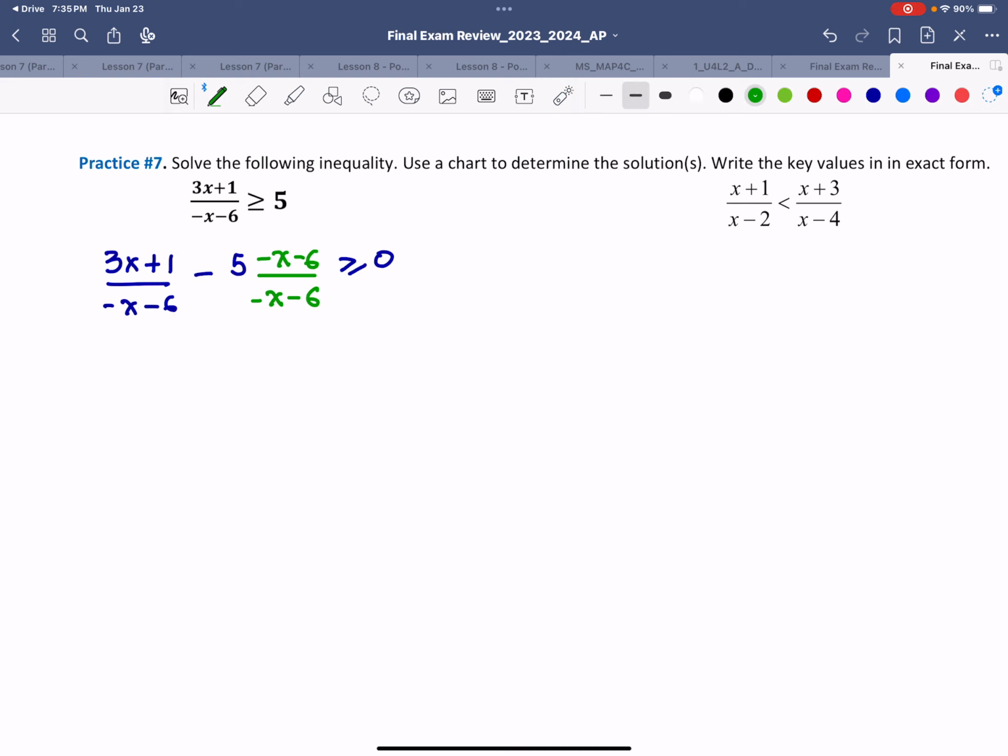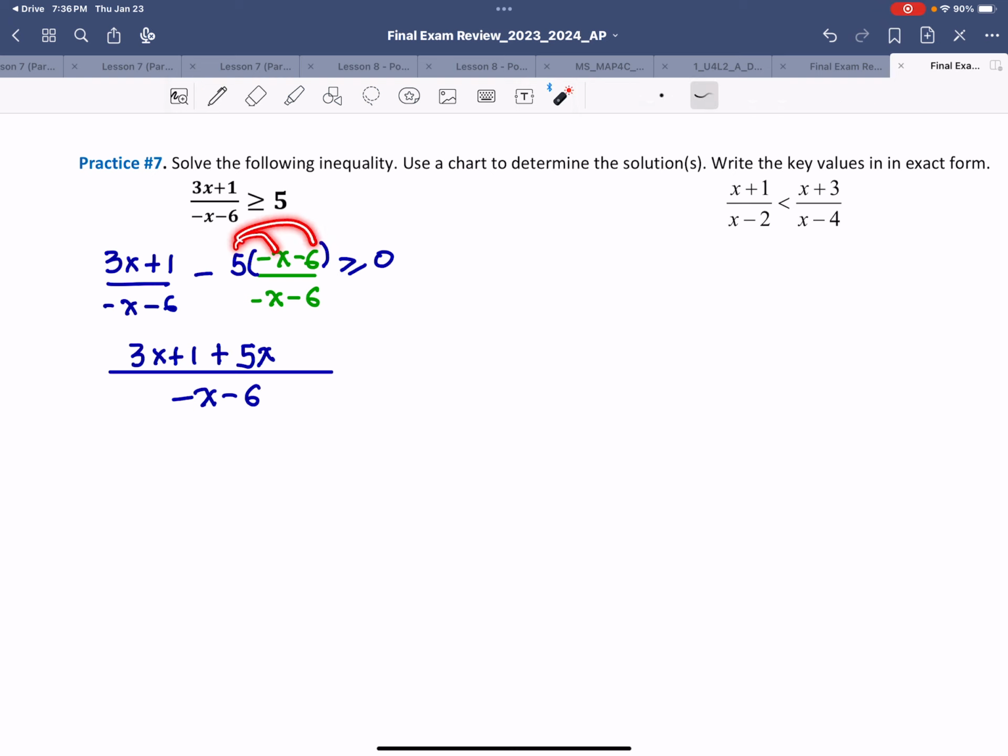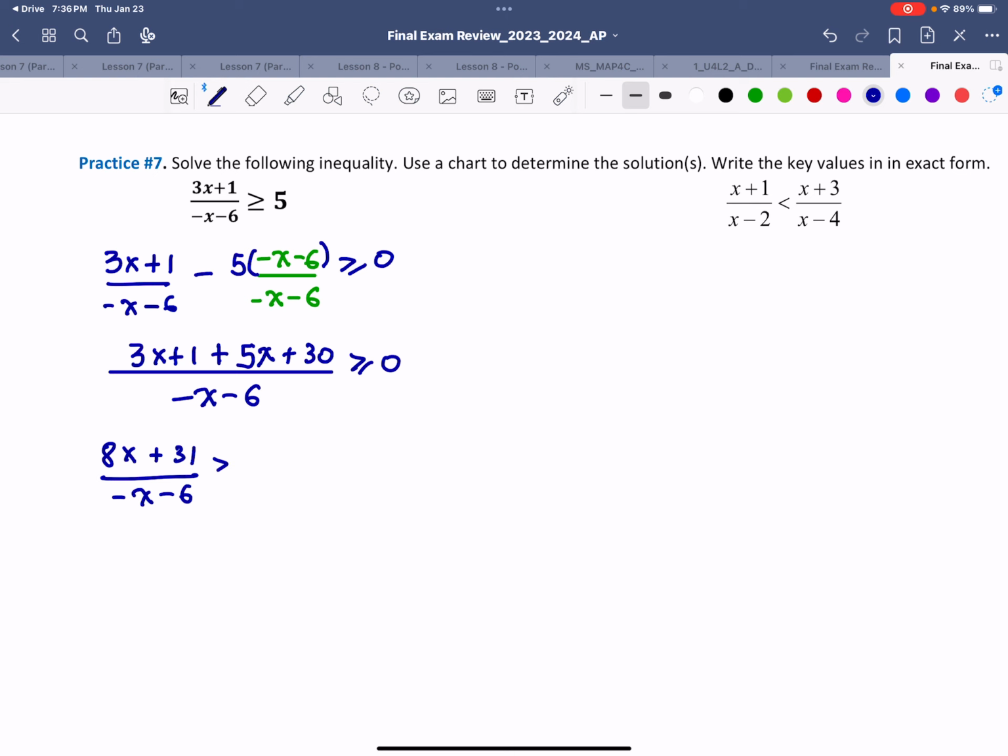So what that means is that we're multiplying, and now we have only one denominator, negative x minus 6, and in the numerator we're going to write 3x plus 1, and then minus 5 times negative x. Minus x will make a positive 5x, and then negative 5 times negative 6 will make a 30. One more step to make this simpler: we'll combine the like terms, so simplify the numerator. You have (8x plus 31) over (negative x minus 6) greater than or equal to 0.